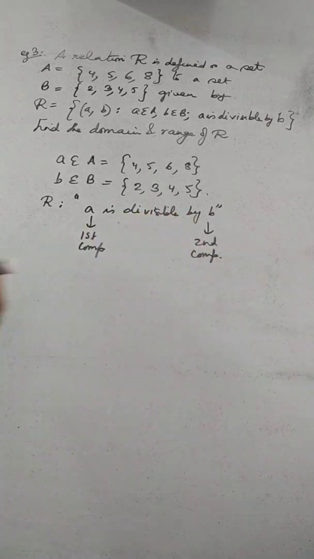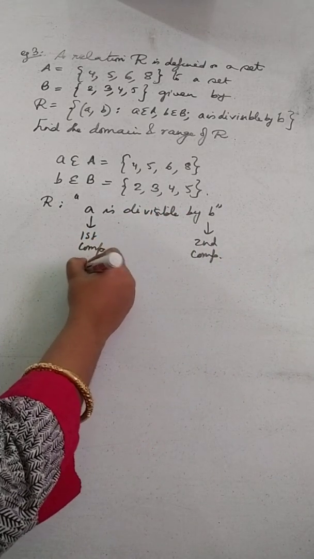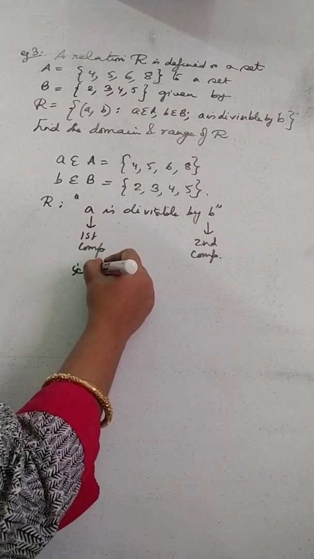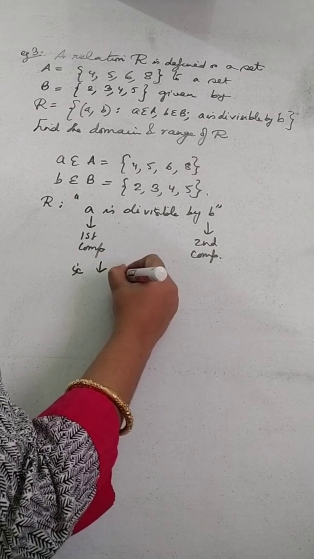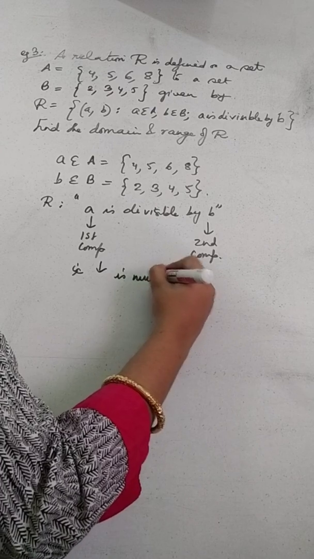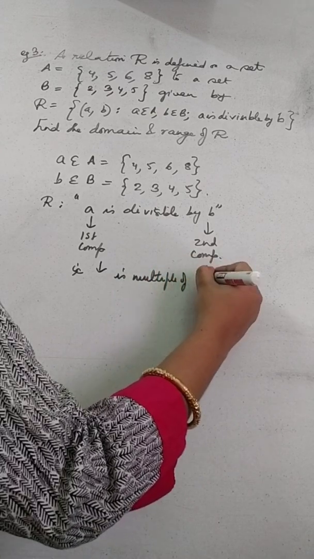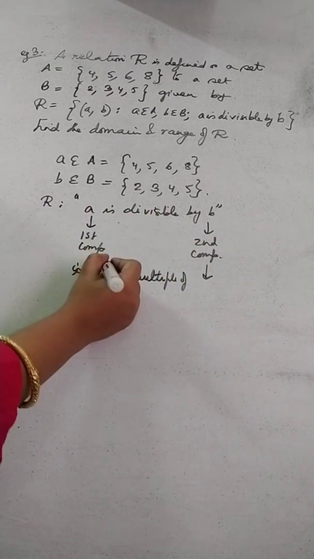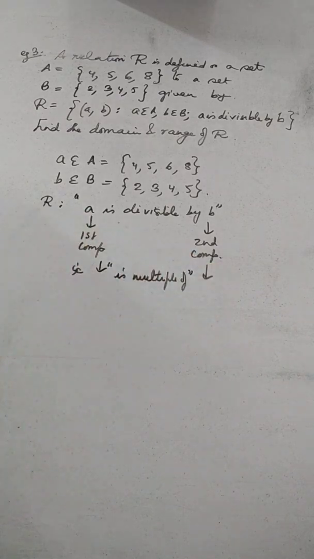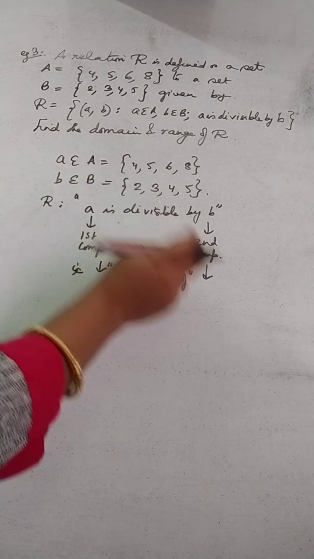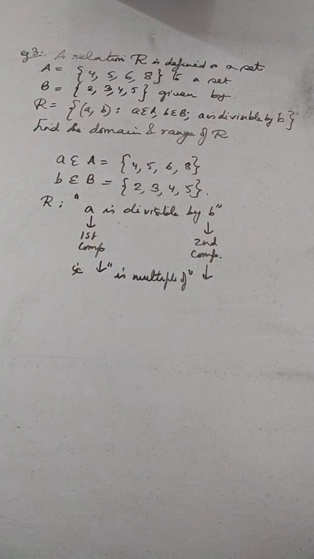In other words, if the first component is divisible by the second component, it means the first component is actually a multiple of the second component. Isn't it? Only then it will be divisible. Any number is divisible by another number if and only if it is a multiple of that number. So we will consider numbers such that the first component is a multiple of the second component.